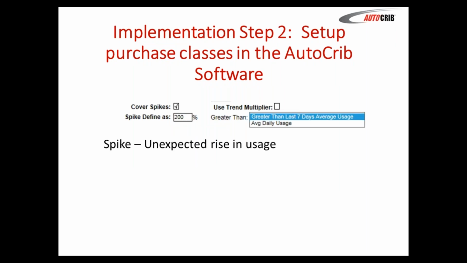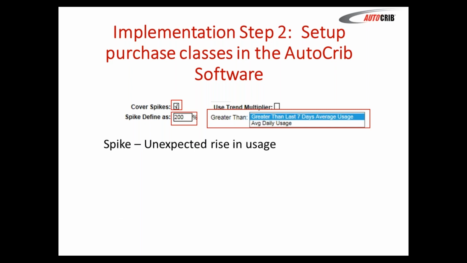A spike is defined as an unexpected rise in usage. When the cover spike checkbox is checked, AutoCrib will include the spike coverage calculations. A spike condition can be defined based on a percentage of increase in demand over the average daily usage or the last 7 days average usage, depending on which option is selected from the greater than drop-down field. The percentage is entered in the spike defined as field.